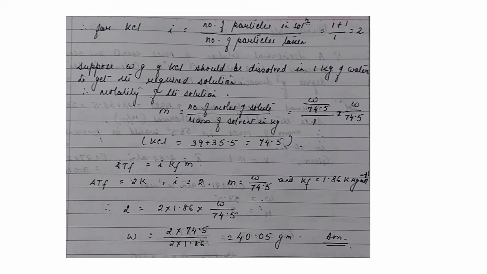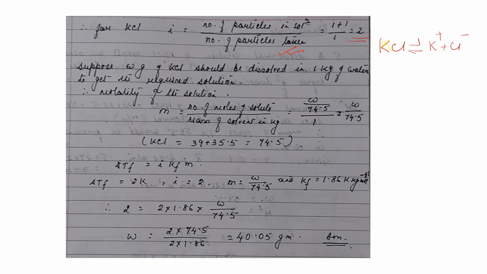So what will be the Van't Hoff factor for KCl solution? i is equal to number of particles in solution divided by number of particles taken. Number of particles in solution is 1 plus 1, 2 ions we are getting after the dissociation, and number of particles we have taken is 1 because we have taken KCl, undergoing dissociation as K plus and Cl minus. So its Van't Hoff factor is coming 2. Okay, Van't Hoff factor is coming 2.